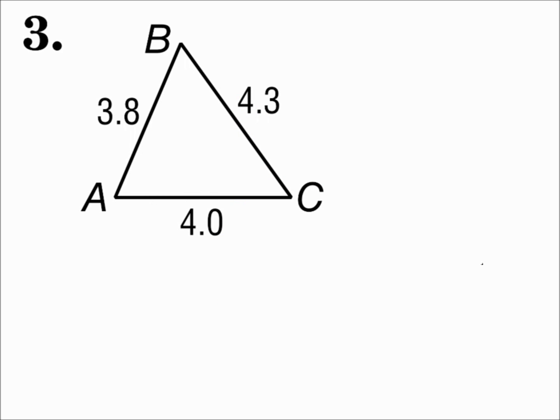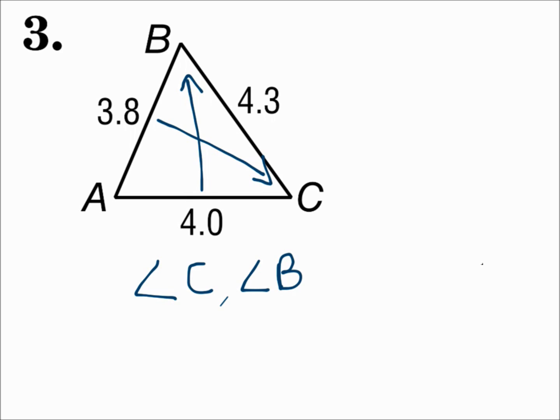Number 3, you're given the 3 side lengths. Now find the angle measures in order from smallest to largest. The smallest side is segment AB. It's across from the smallest angle, angle C. The middle side is segment AC. It's across from the middle angle, angle B. The biggest side is segment BC. It's across from the biggest angle, angle A.